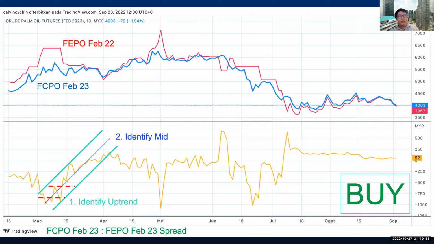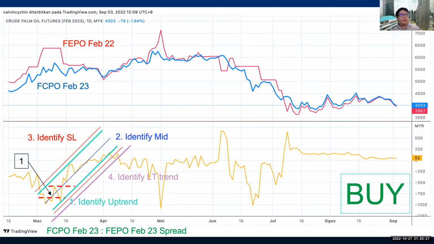We need to draw a middle line. And then after that, we identify the stop loss. If the price goes beyond this level, then we stop loss. The fourth is the long-term trend. The long-term trend is up or down or sideways. So in this case, it's trending up.